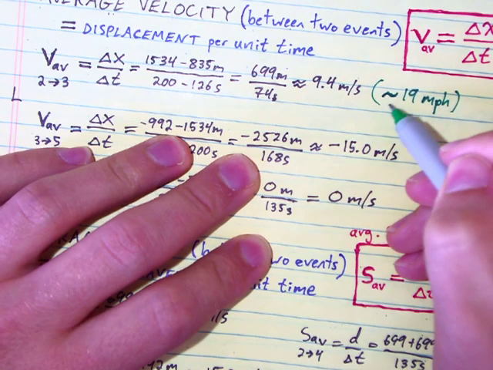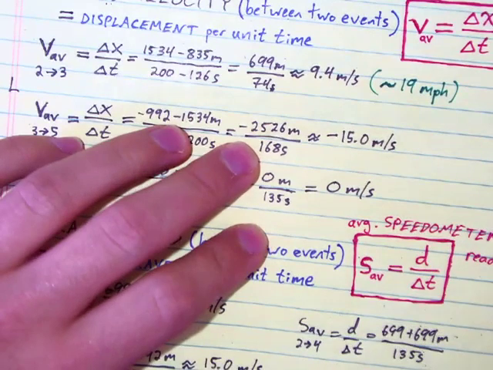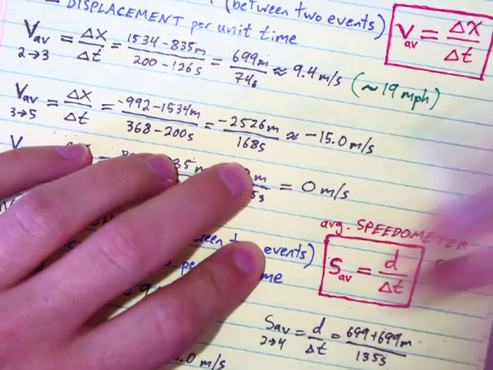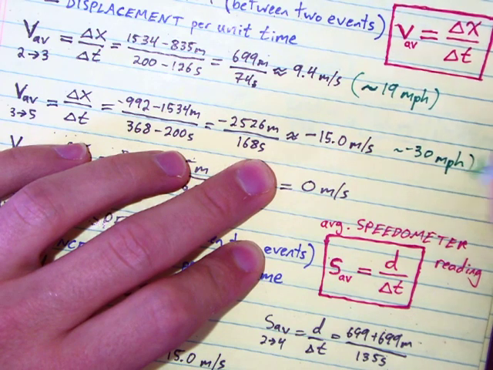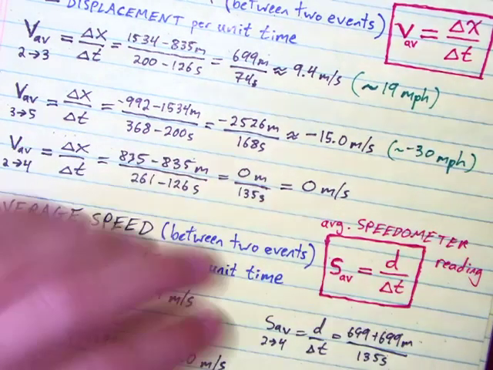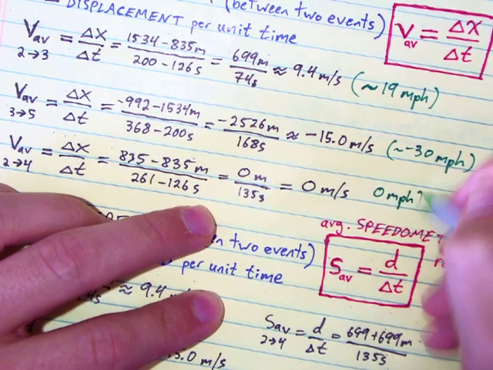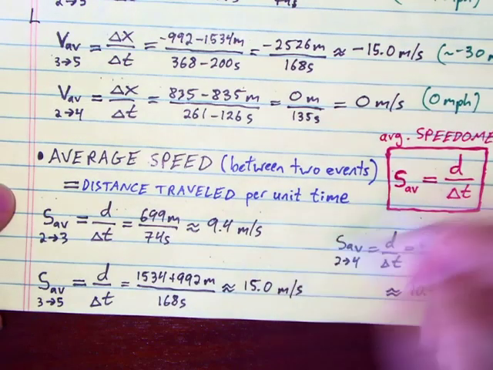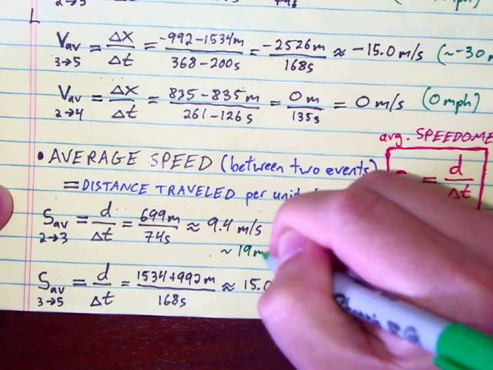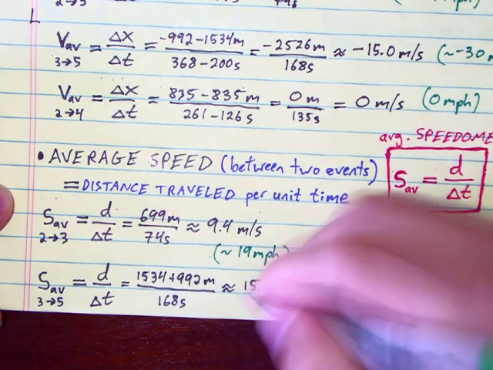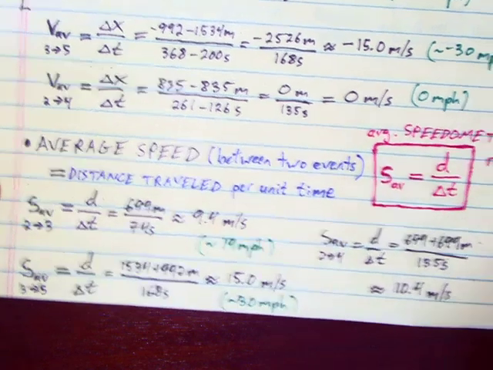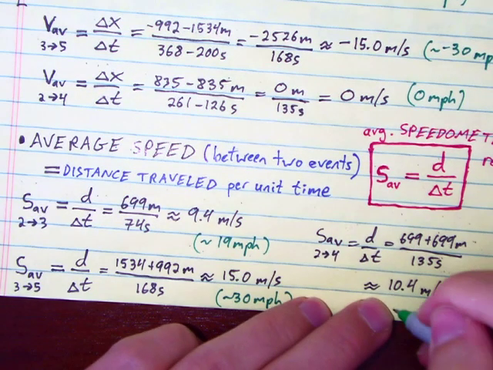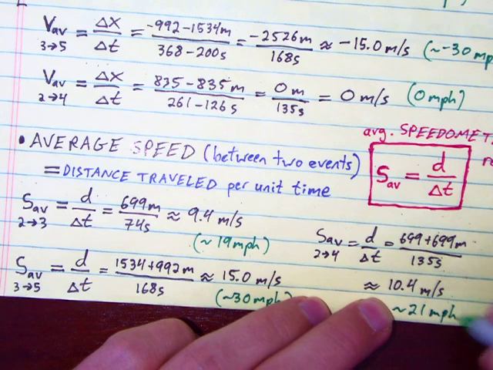I use the squiggle to indicate we're making a very approximate ballpark estimation without even using a calculator, just in your head. 15 meters per second, we can about double that to figure it's about negative 30 miles per hour. And of course, 0 meters per second is 0 miles per hour. Down here on the speeds, 9.4 meters per second. Again, we can about double it, about 19 miles per hour. 15 meters per second, double it, it's about 30 miles per hour. And 10.4 meters per second, it's going to be about 21 miles per hour.